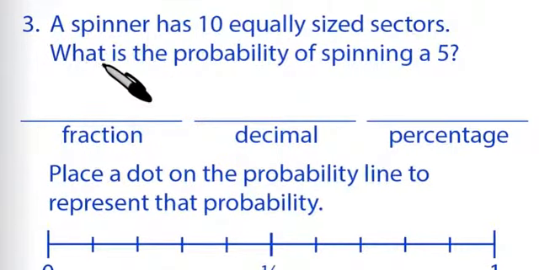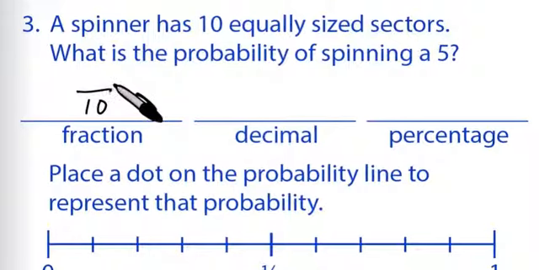For problem 3, we have a spinner with 10 equally sized sectors. What is the probability of spinning a 5? We aren't shown the spinner, but it's pretty easy to figure out the probability because we're told it has 10 equally sized sectors. So that means the denominator of our fraction will be 10, because there are 10 possibilities, and we want to know the probability of spinning a 5.